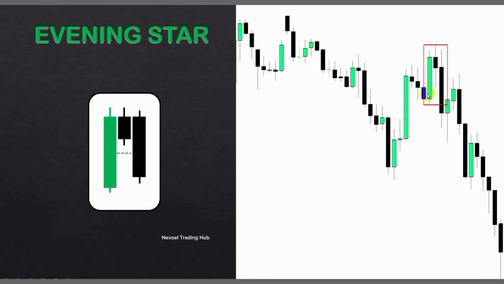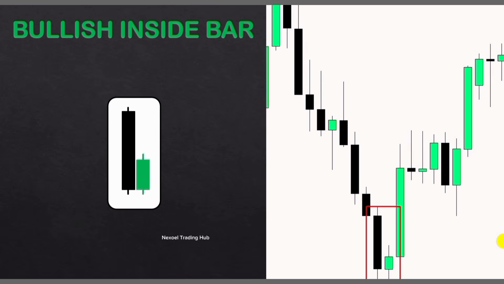So you can see we have the evening star here. Price returns, and then we have the fall of price to the downside. The next candlestick pattern we have is what we now call the bullish inside bar. Just like a pregnant woman with her baby inside her, that is the same thing with the inside bar candlestick pattern. We have the inside bar which is bullish, and then we have the inside bar which is bearish.